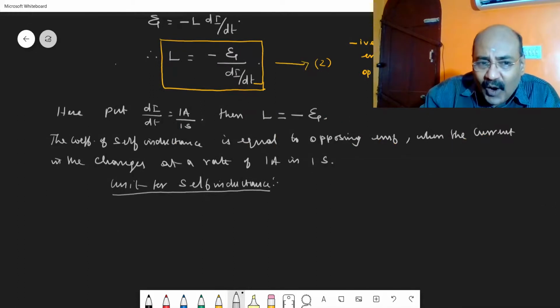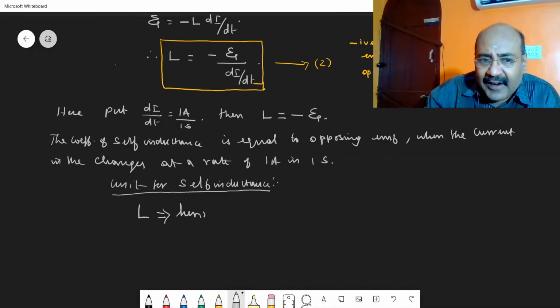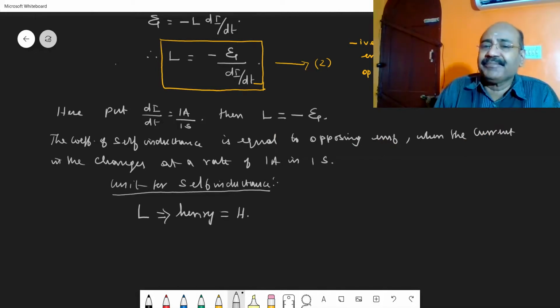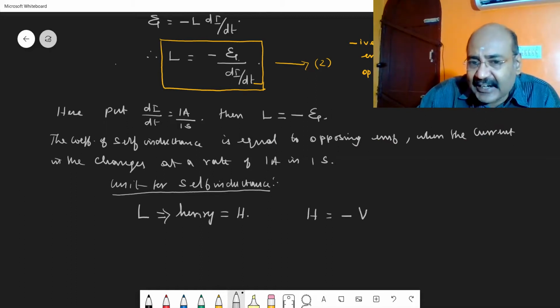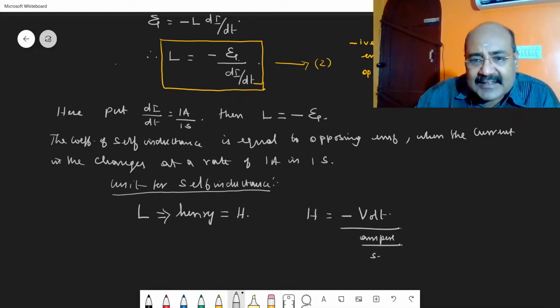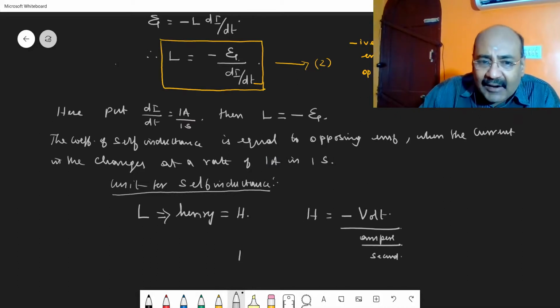Usually the value of self-inductance L is measured in terms of a unit called Henry, represented as H. How can you write this in the equation? Instead of L, I can substitute H equal to minus of, instead of E, EMF is measured in terms of a unit called volt, divided by di, which I can write in terms of ampere, divided by dt, time in second. So how can I write Henry? Henry can be written as volt divided by ampere per second.